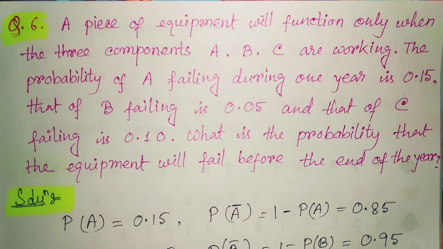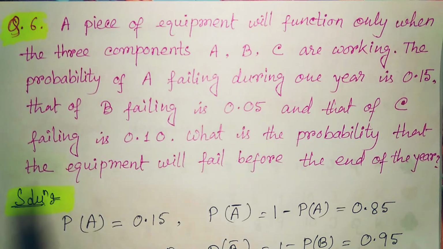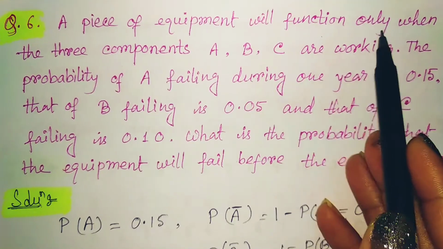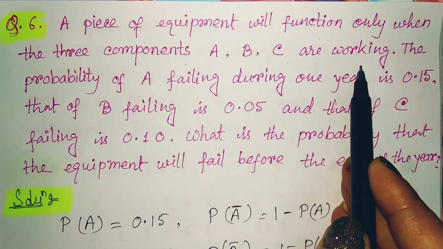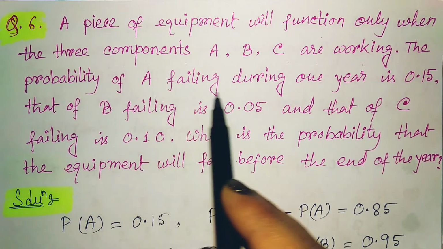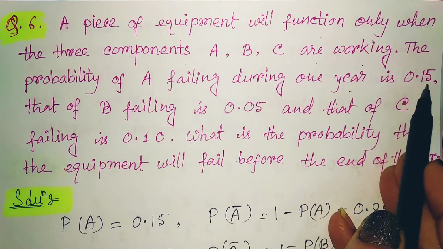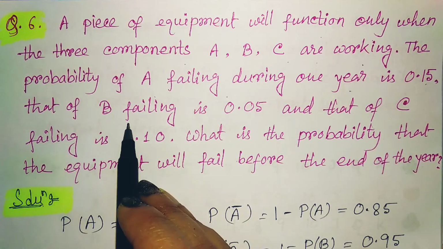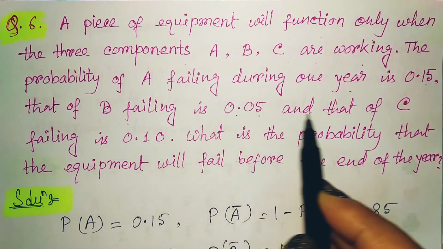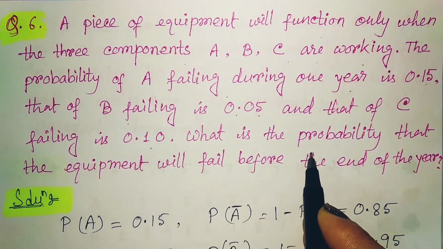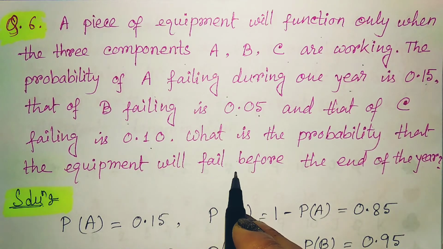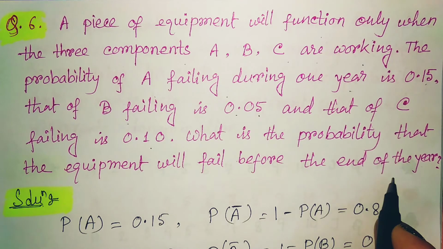Now the last example for this video is, a piece of equipment will function only when the 3 components A, B, C are working. The probability of A failing during 1 year is 0.15. That of B failing is 0.05 and that of C failing is 0.1. What is the probability that the equipment will fail before the end of the year?